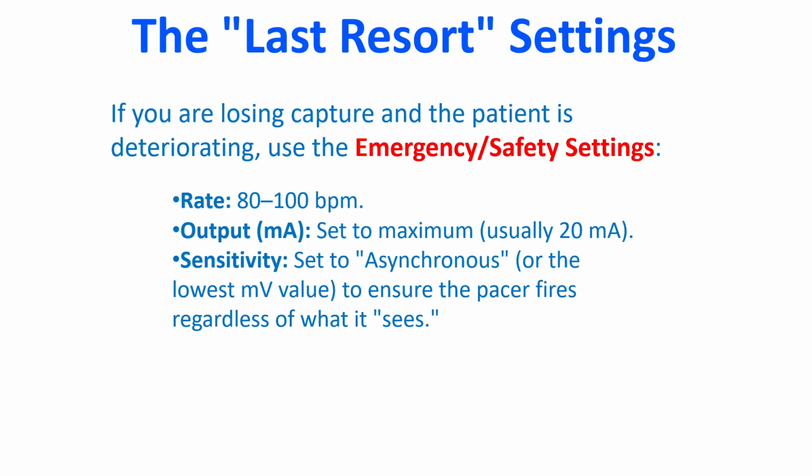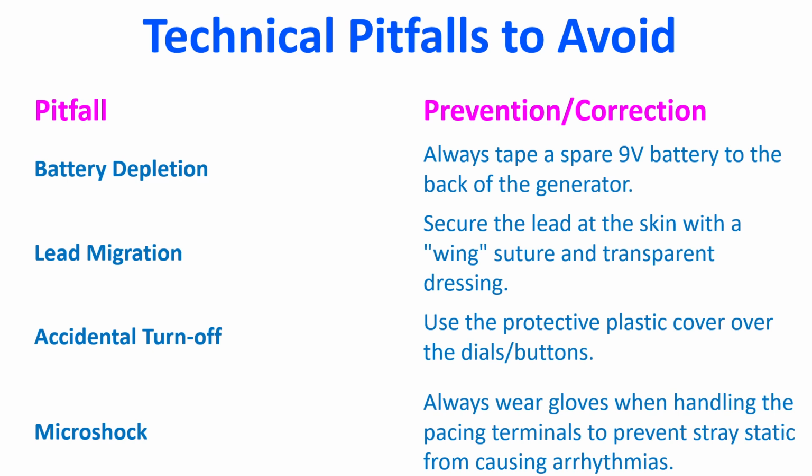If you are losing capture and the patient is deteriorating, use the emergency safety settings. Rate 80 to 100 beats per minute. Output, that is milliamperes, set to maximum, usually 20 milliamperes. Sensitivity set to asynchronous, the lowest millivolt value, to ensure the pacer fires regardless of what it sees or senses. Be on the lookout for and avoid technical pitfalls.